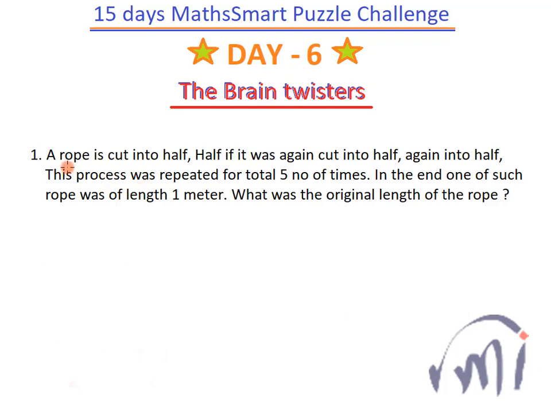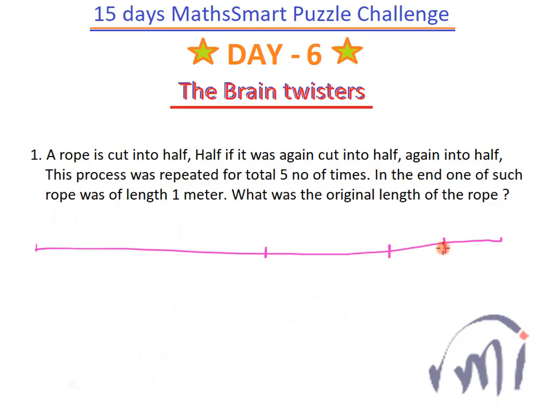So the first question is, a rope is cut into half. Half of it was again cut into half. So suppose if you have a rope like this, it was cut into half. That means you're cutting from here, and then half of it is again cut into half. That means you are cutting it like this, and again you are cutting into half.